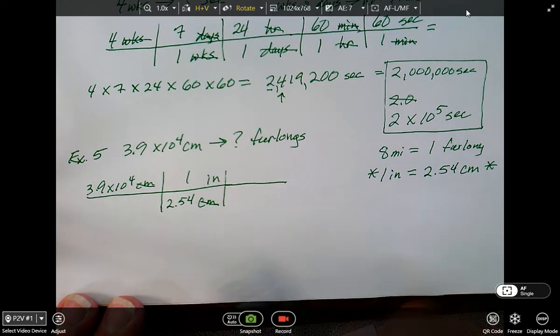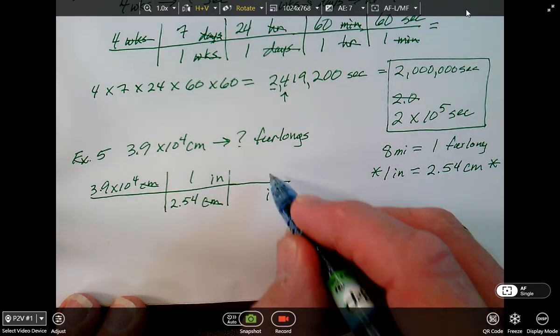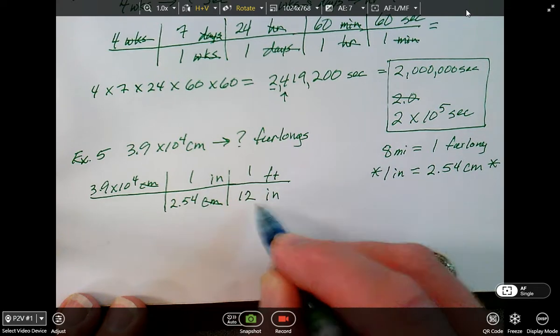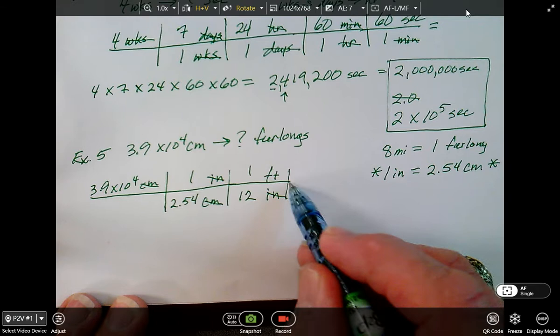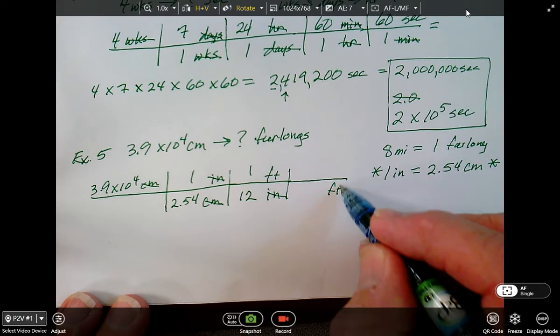So now inches go to the bottom. Now, I don't know how many inches are in a mile. I need to get to miles so I can use this one. But I do know how many inches are in a foot. So 1 foot is 12 inches. Make sure the 12 is on the bottom where it belongs. Inches cancel. Now, do I know how many feet are in a mile? Well, yes, I do.